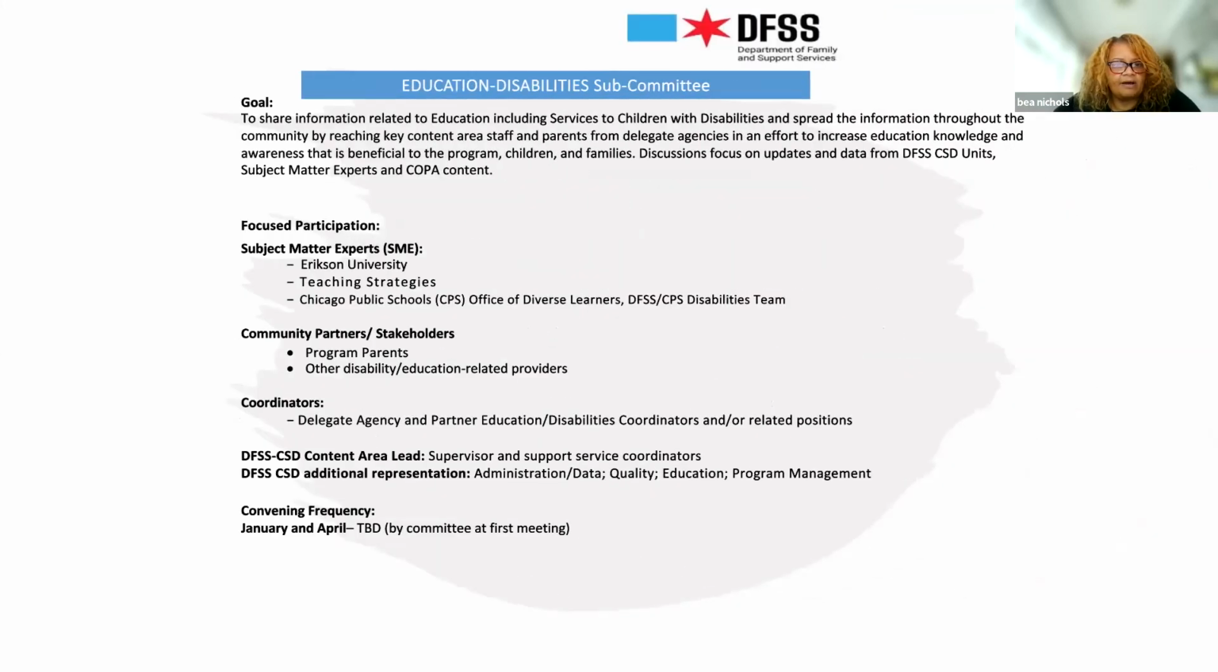Our last subcommittee is the Education and Disability Subcommittee. And our leads for this subcommittee are Erickson Institute and Teaching Strategies Gold, along with Chicago Public Schools, the Office of Diverse Learners. And as most of you know, we do have a shared team here. So we have the DFSS CPS Disabilities team, and you will meet them a little later on as well. All right.